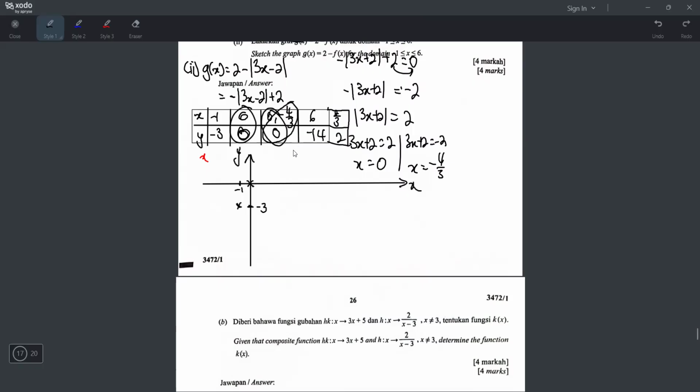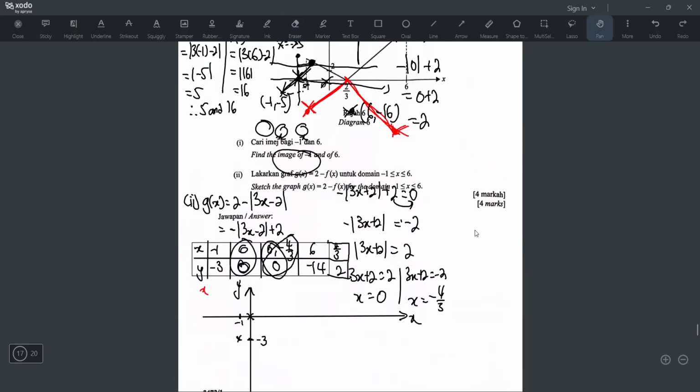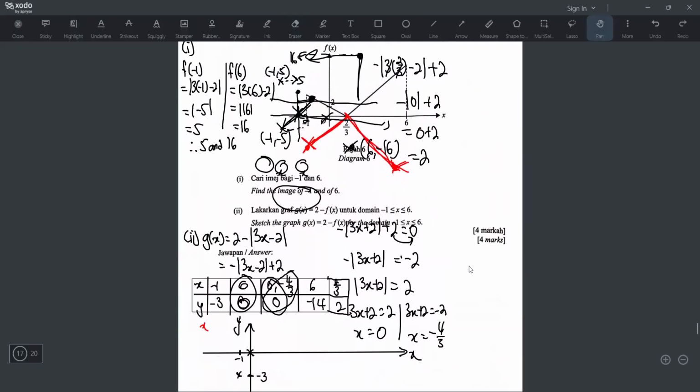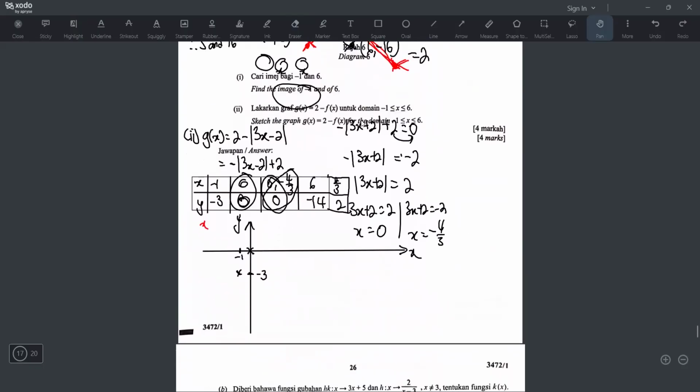Negative ah. This one is negative or positive? Did I make a mistake here? 3x plus 2 equals -2. Wait, 2 minus 2 is 0. Okay, this should be positive. But why I get negative? 4 over 3, 0. Because when you move up, it shouldn't be negative. So where did I do wrong?